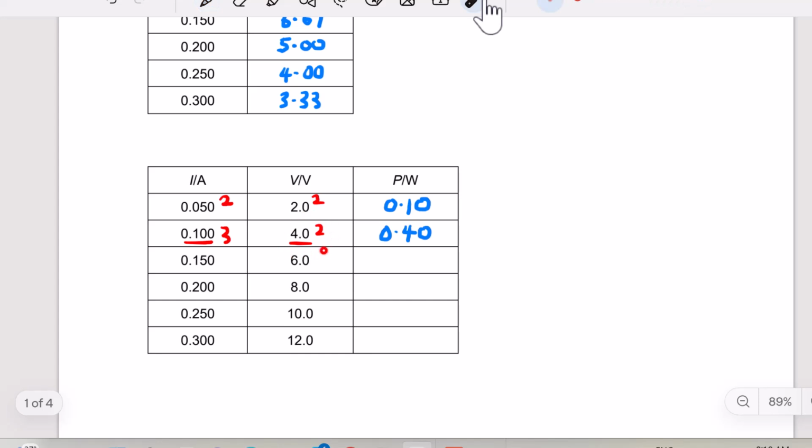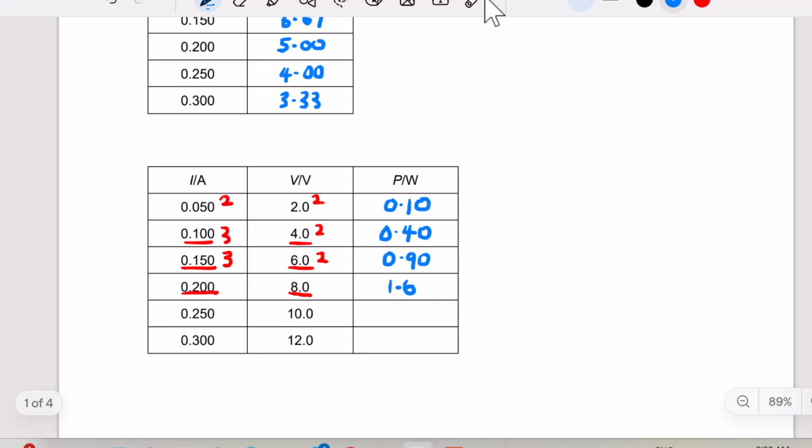We are always constrained by the less precise number. So if one of them is 3SF and the other is 2SF, we have to stick to 2SF. What about 0.150 times 6.0? That's a 3SF number multiplied with a 2SF number. So we have to write the answer as a 2SF number. So 0.90. Now 0.2 times 8 is 1.6.